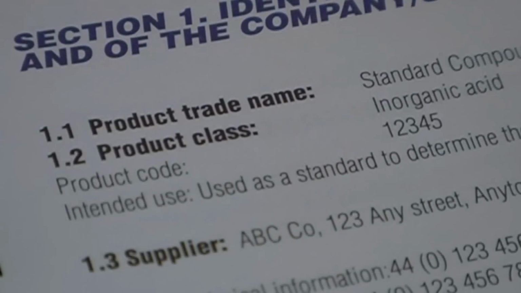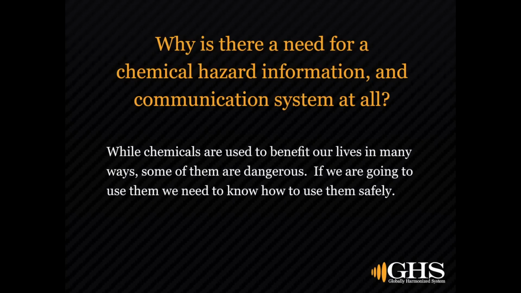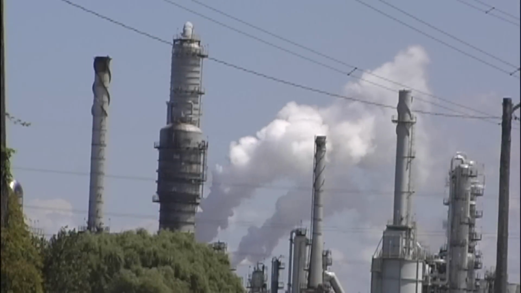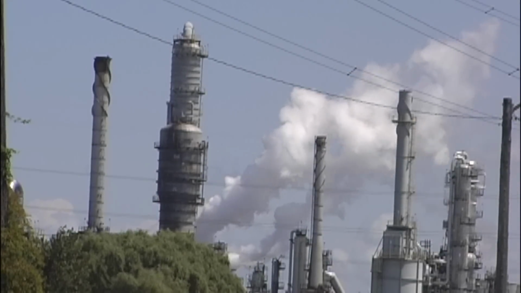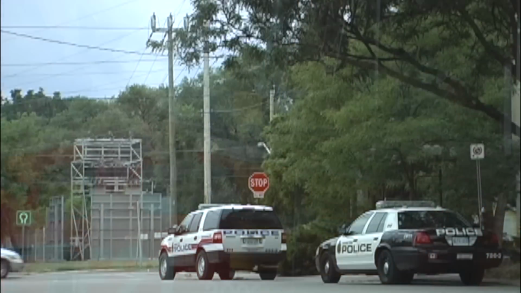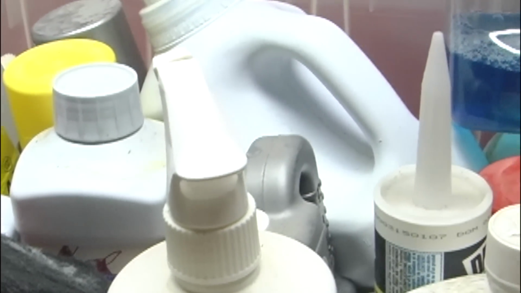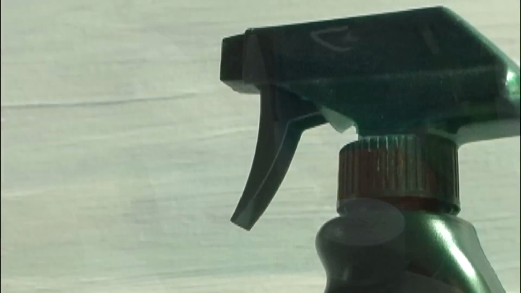So let's start with a look at where this all began and ask ourselves, why is it that we need a hazard information and communication system at all? The answer quite simply is that while chemicals are used to benefit our lives in many ways, some of them are dangerous. And if we're going to use them, we need to know how to use them safely. Safe use is important for people in manufacturing industries, in transportation, for emergency responders such as firefighters and police, and last but certainly not least, for consumers who buy cleaners, glues, and paint thinners for use around the house.